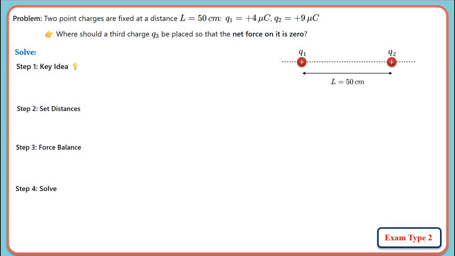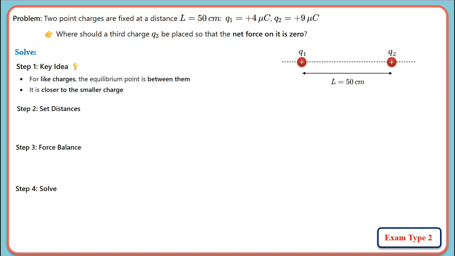Now let's solve another important exam type problem. 2-point charges are placed at a distance of 50 centimeters. Q1 is plus 4 microcoulombs and Q2 is plus 9 microcoulombs. We are asked to find the position where a third charge experiences zero net force. Before solving, remember this key idea. For like charges, the equilibrium point lies between them, and it is closer to the smaller charge.